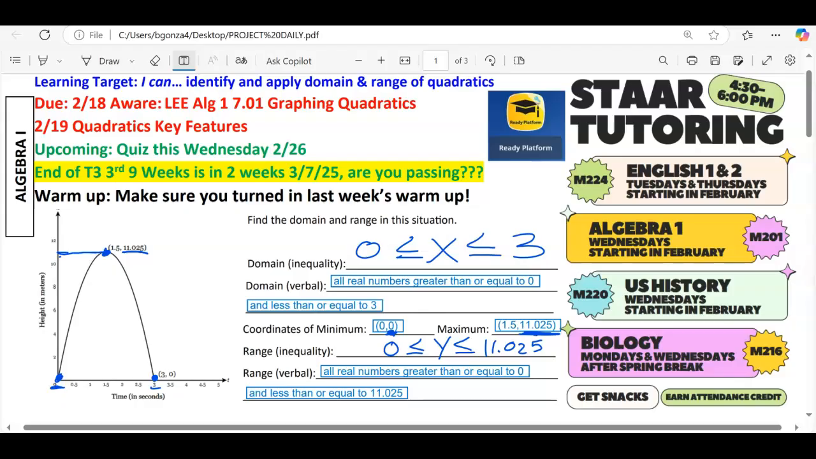When you finish writing that down, I want to make sure you have out your notes from Friday. We're going to finish that up real quick. Then I'll give you the assignment.